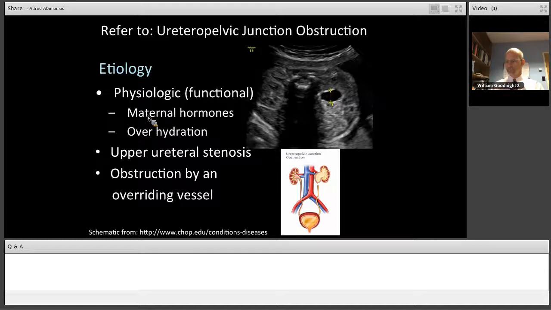But if there's an anatomic reason, it's usually a ureteral stenosis or obstruction by an overriding vessel, and that's more common on the left side than the right side.